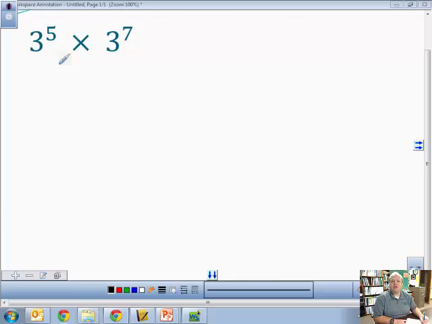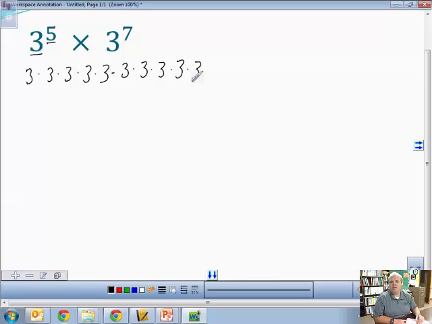So if I wanted to expand these out, I would have 3 times 3 times 3 times 3 times 3, five times, because I take my base and multiply it 5 times by itself, because that's what my exponent says. And then I'm going to multiply this times 3 times 3 times 3 times 3 times 3 times 3 times 3. Okay? Because I go 1, 2, 3, 4, 5. So that's the first 3. And then I go 1, 2, 3, 4, 5, 6, 7.